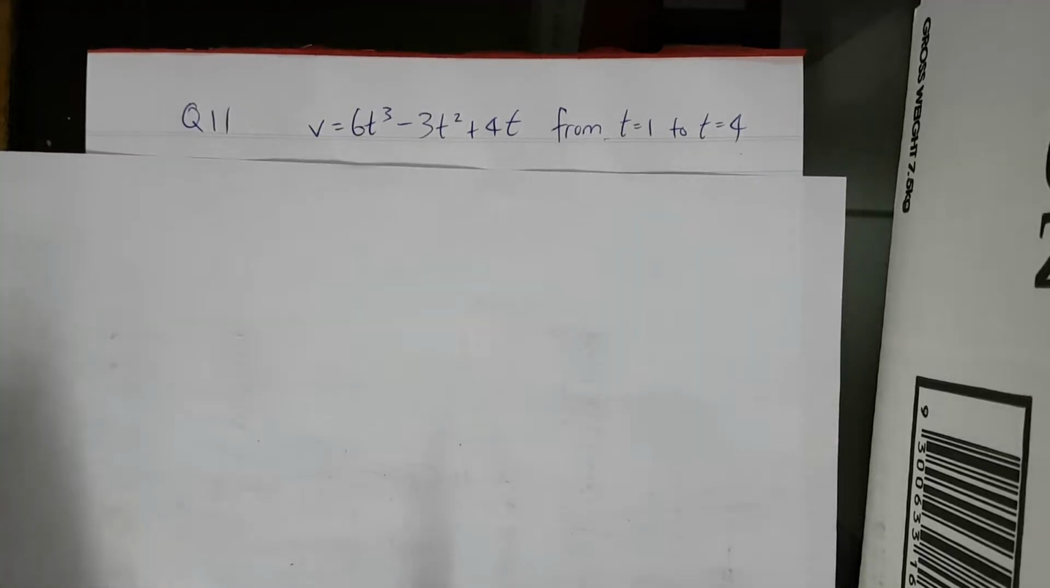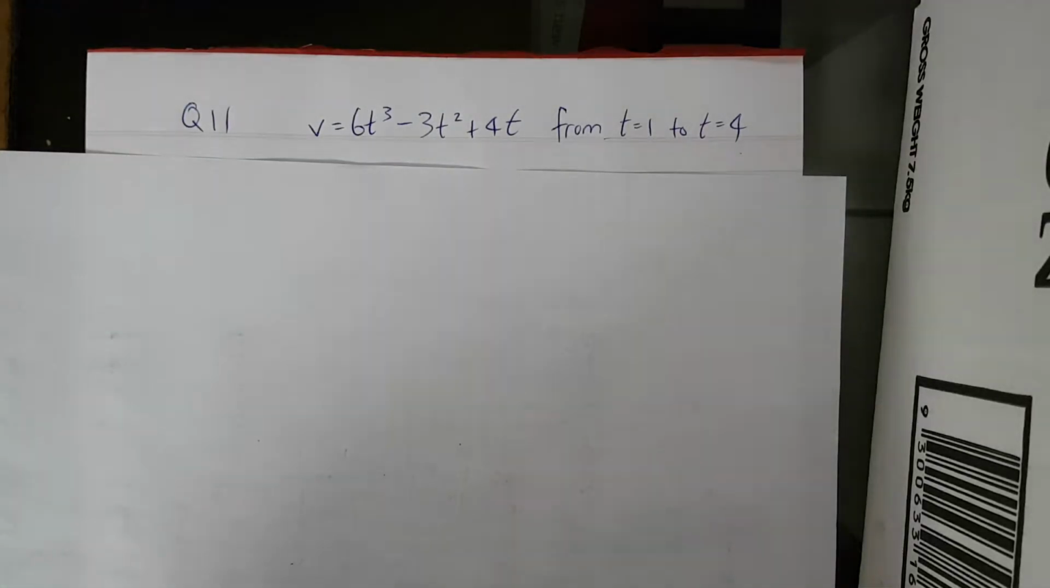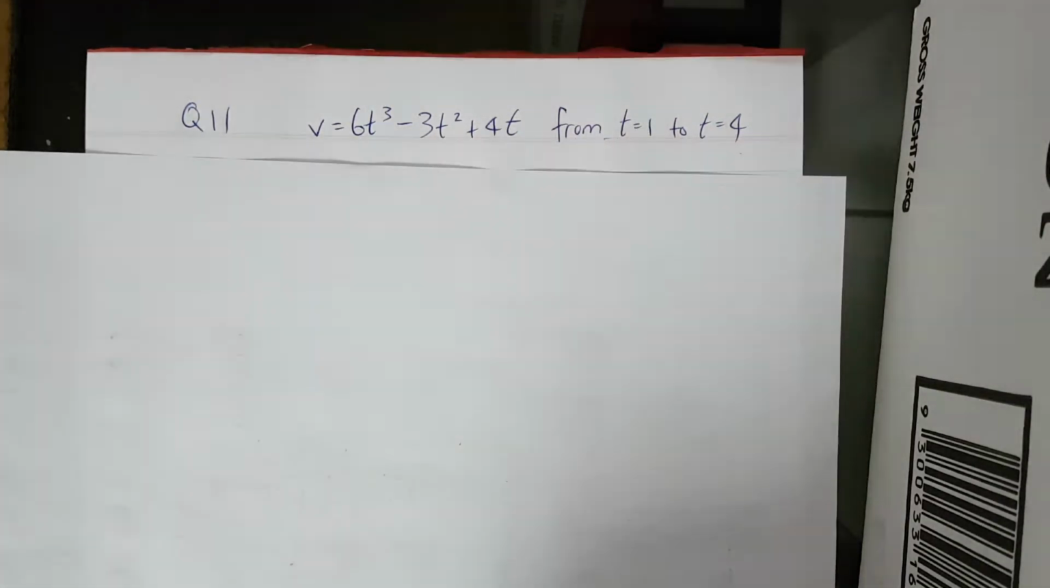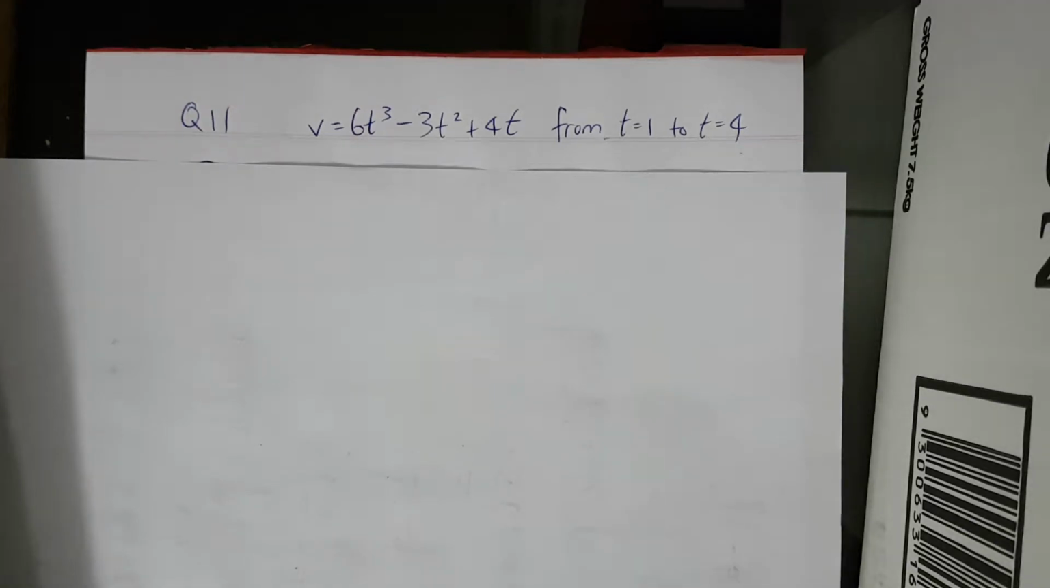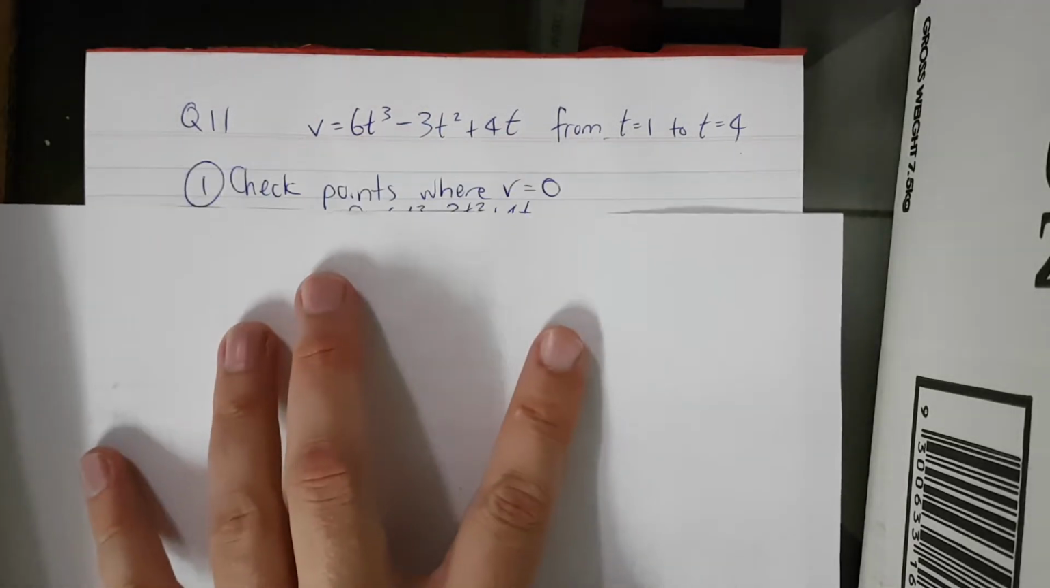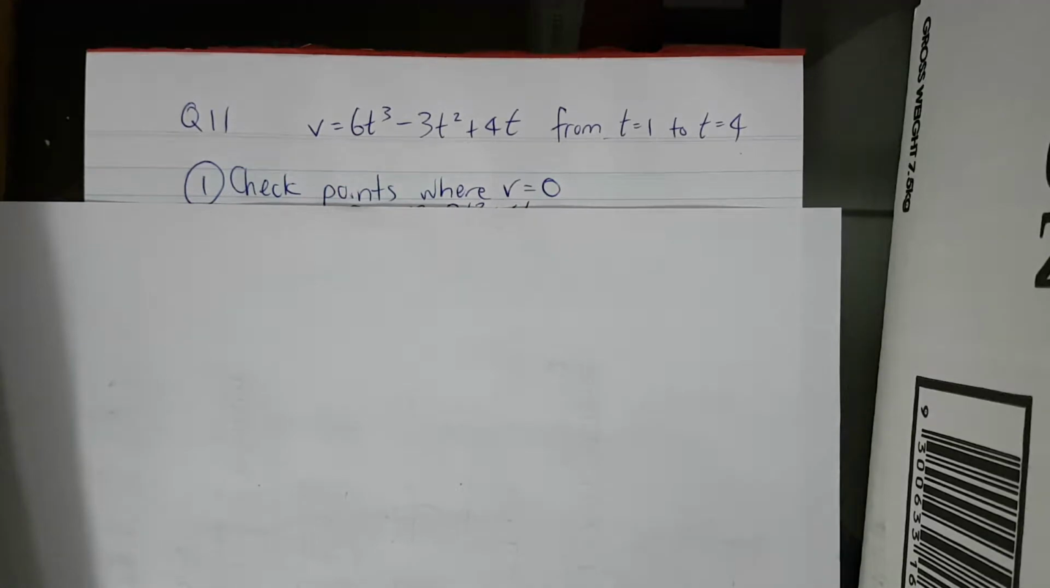Alright, Season 2, Episode 11, which is very similar to the early Episode 3 when you look at it. We have an expression for velocity and it wants to know the total distance travelled between t is 1 and t is 4. There's that tricky word distance again. We need to make sure that we get that right. So we do a check of points where the velocity might be equal to 0.